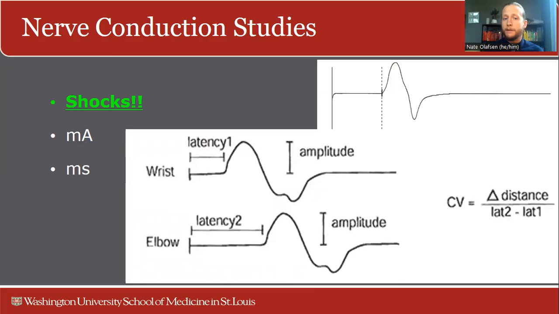Also, we can assess the latency, the time from when the stimulation occurs to when the action potential shows up. That latency may be normal when compared to normal data, or could be delayed, possibly. And that delay could indicate specific abnormalities.